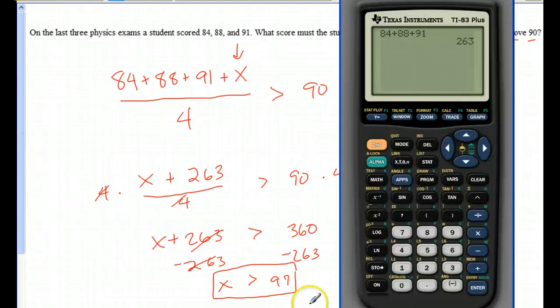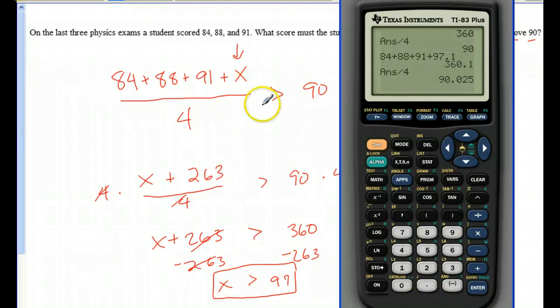Alright, way to check it. The last thing we just did was this. Add 97 in there. Divide by 4. That's exactly 90. So if I add just the tiniest little bit more than 97, like a 97.1, and divide by 4, now I'm a little bit bigger than 90. So greater than 90, that's greater than 90. So that means it looks like we did it right.